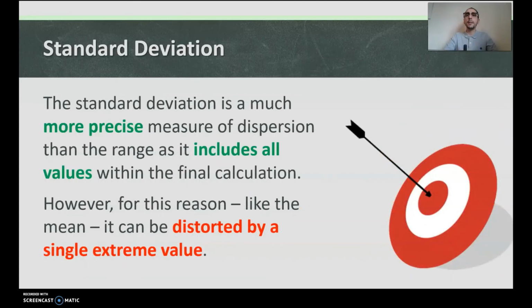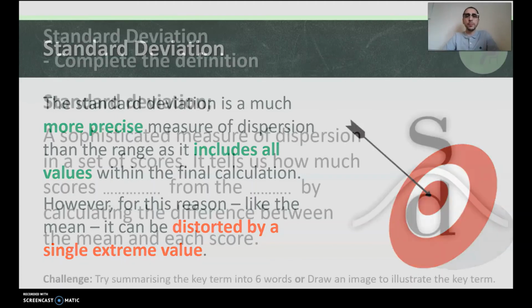The standard deviation is a much more precise measure of dispersion than the range because it includes all values within the final calculation, okay? Because it includes every value and it calculates the difference between each value to the mean, it includes all values, so that's good, it's more precise. However, for this reason, like the mean, it can be distorted by extreme values. If I had all the values in like a really small standard deviation, but we had one value that's all the way down here, a massive ridiculous value, that would affect it. The average between all of them, the standard deviation was this amount, and it might not be very representative.